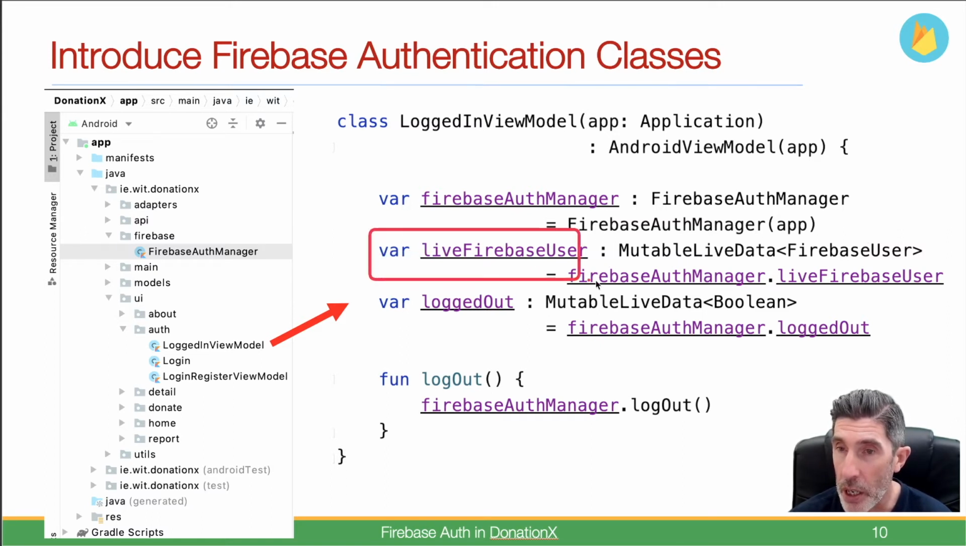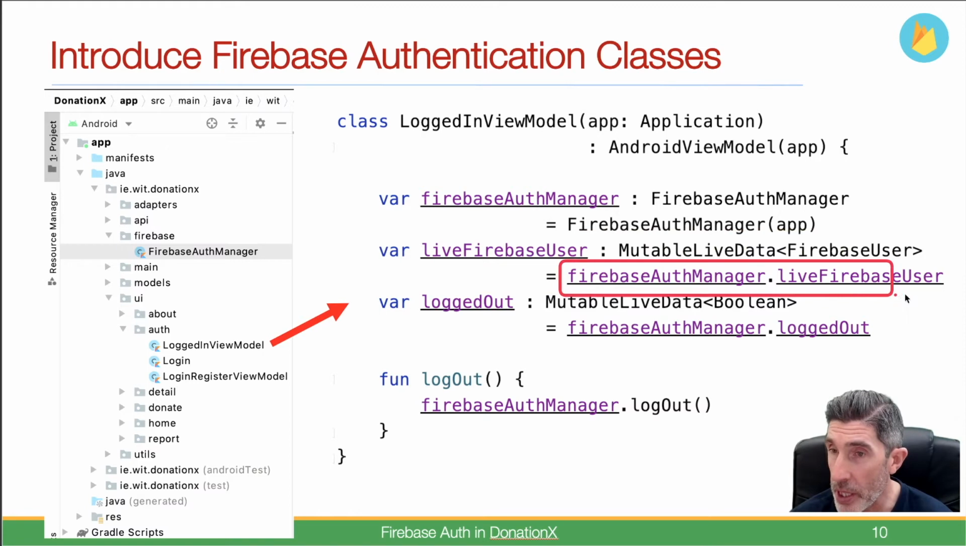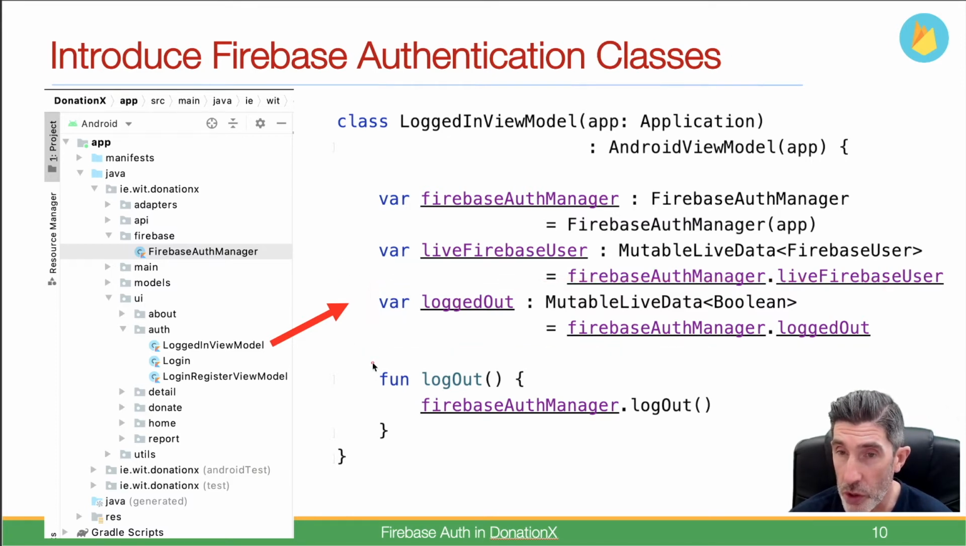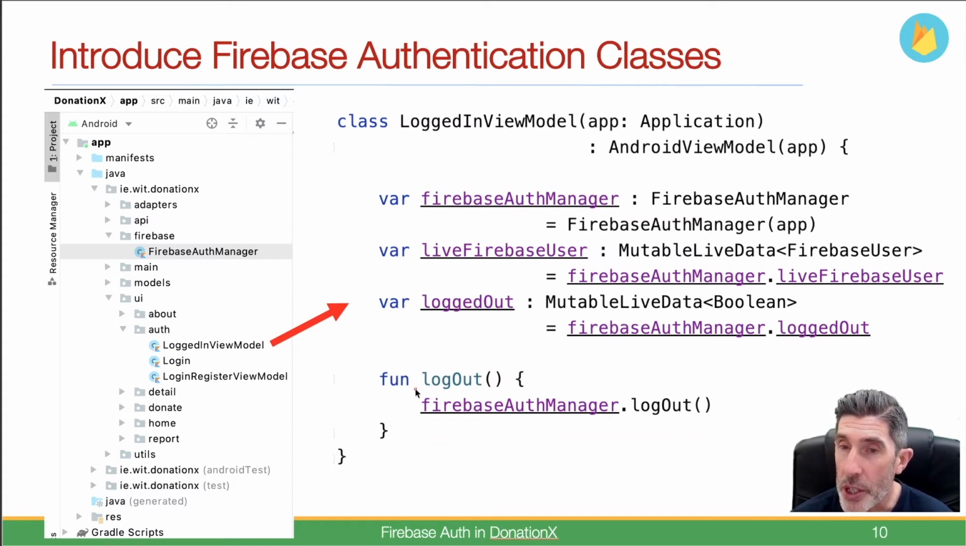Here's the live Firebase user inside our view model, and this is what we're going to keep track of. And then we update with the Firebase Auth Manager property, the live Firebase user. And likewise with the logged out, and the logged in has just one function, our log out. We might revisit this later on and do some more with it, but for the moment, all we want to do is trigger a log out, which will sign out the user from Firebase.